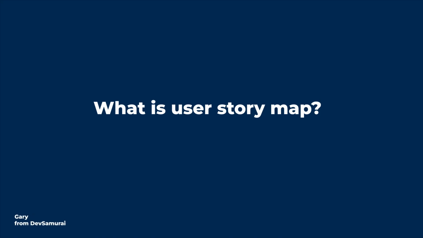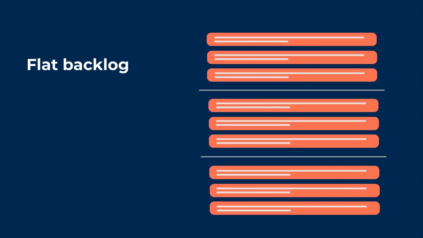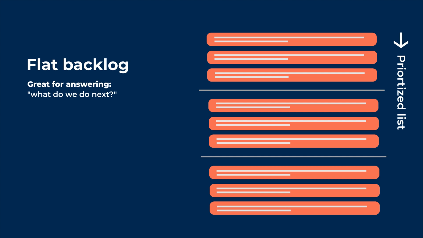In this video, we will talk about user story map. Let's start with the product flat backlog in product management. Traditional product backlogs are flat. A prioritized list is great for answering what do we do next.